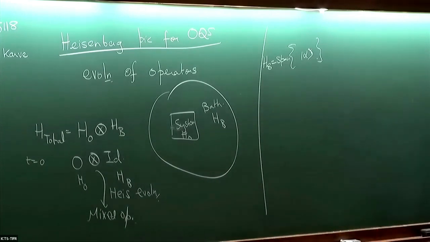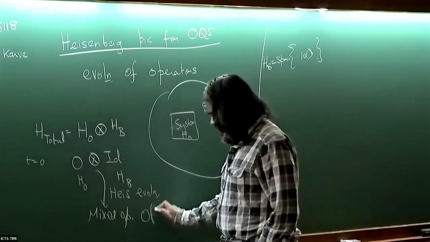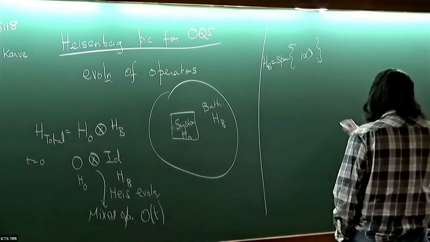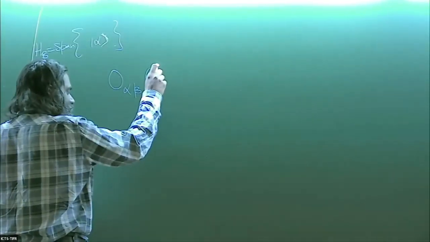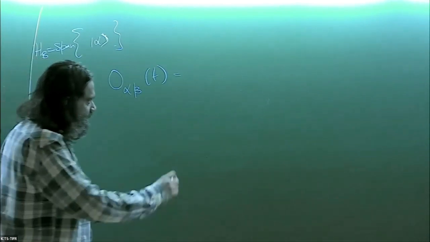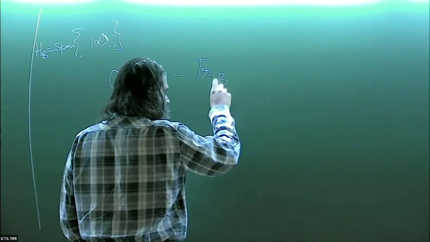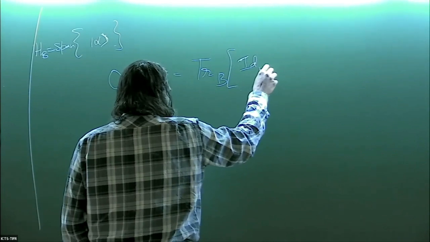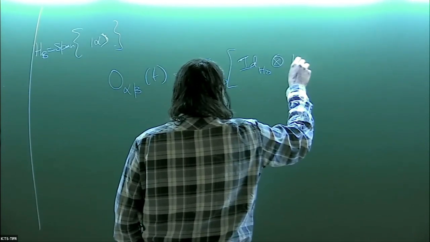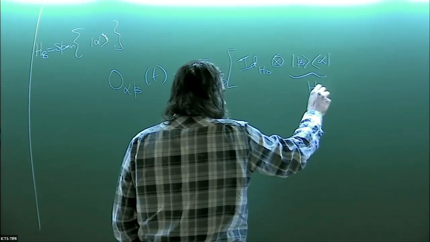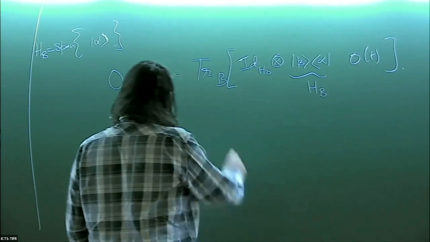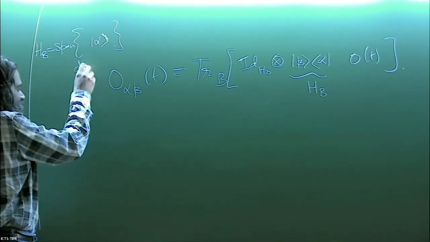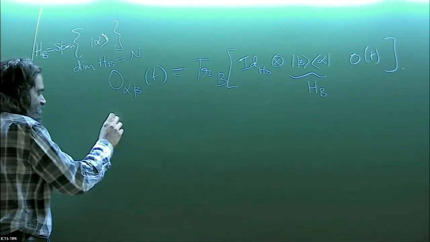What I can do is take, in general, this O(t), some Heisenberg operator for the full system, and project it with respect to alpha, beta. So I can define O_alpha_beta(t), which is just a partial trace over the bath of something where you have the identity on H_0, and then beta alpha in H_B, and then O(t). This is my definition. If the dimension of H_B is n, this defines n squared operators.